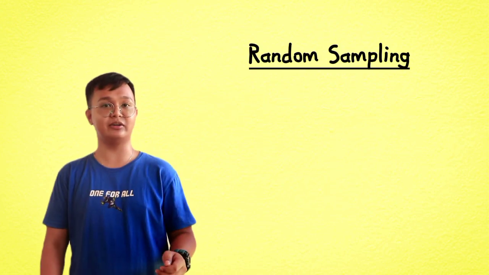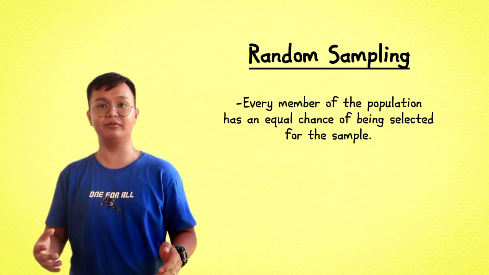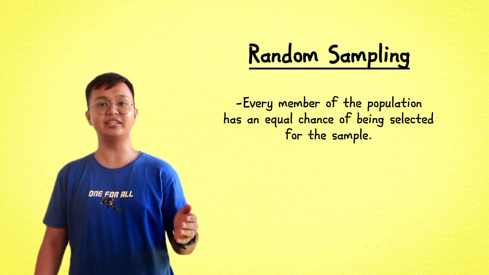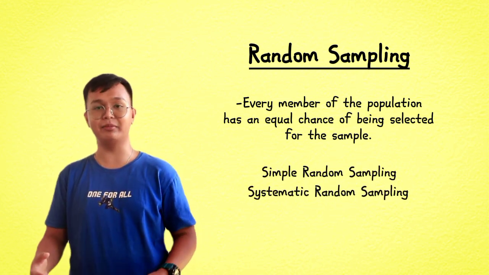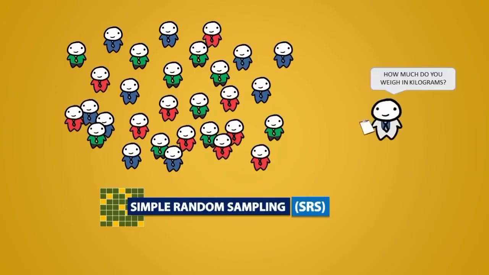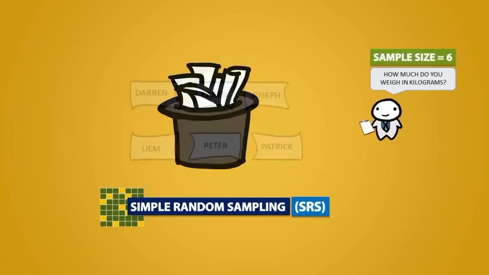Let's talk first about random sampling. In random sampling, every member of the population has an equal chance of being selected for the sample. Typically, it is achieved through methods like simple random sampling and systematic random sampling. It is like picking a name out of a hat. Everyone in the group has an equal chance of being picked, so it's fair.